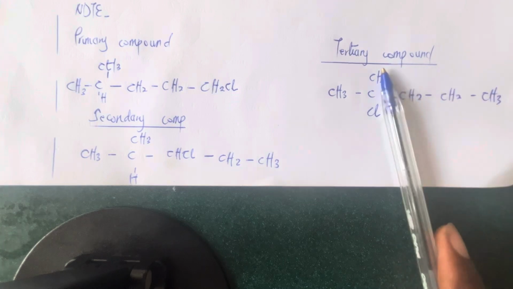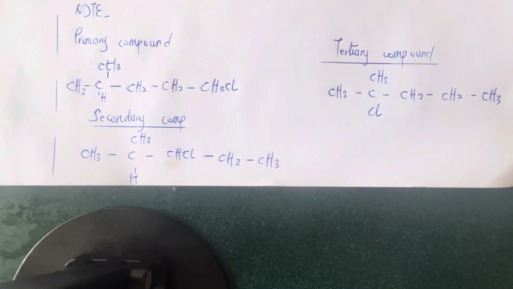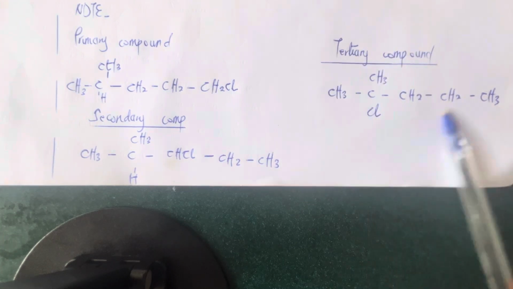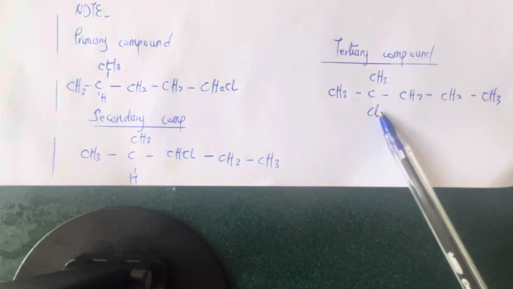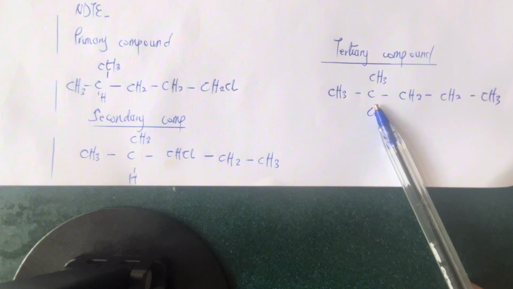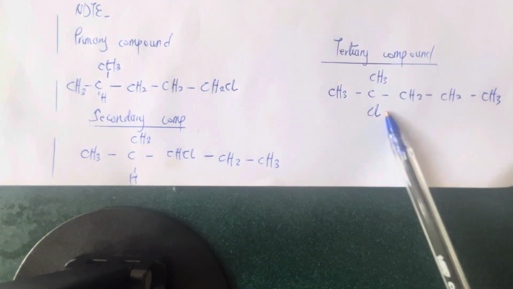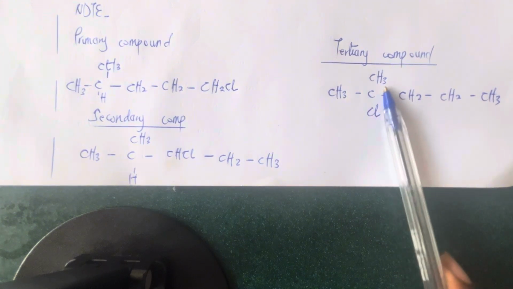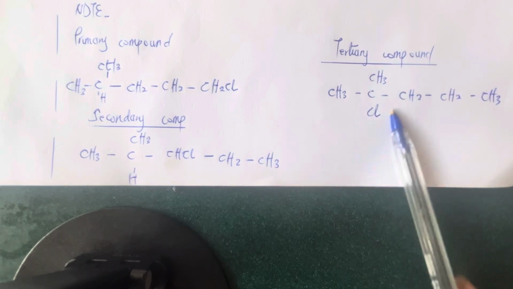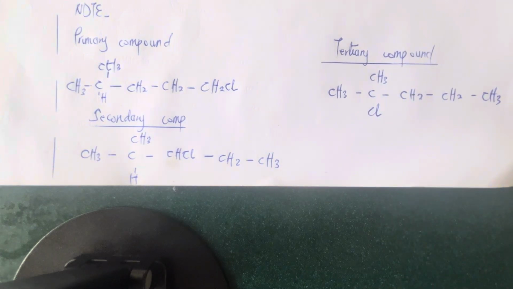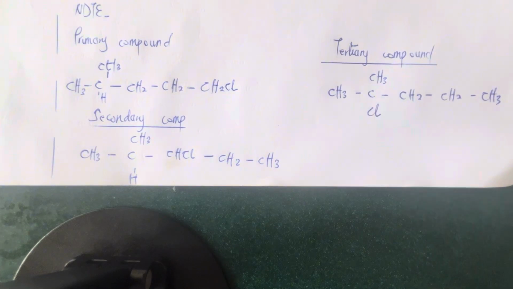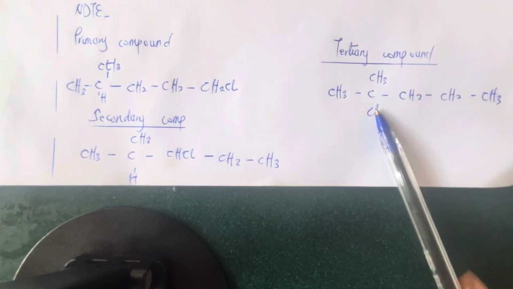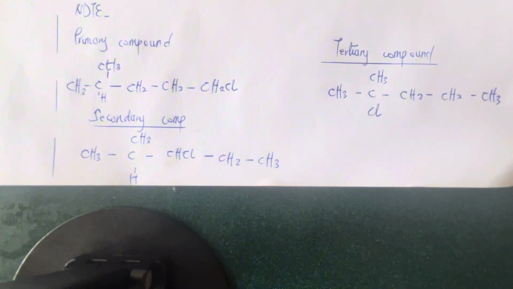But for the tertiary compound, it's only one thing that will be formed. For tertiary, in this example, you should keep in mind only one compound will be formed, because there is only one tertiary hydrogen that was there, entirely replaced by the chlorine. So for the tertiary compound, only one thing will be formed. And what do you think the name will be? The name will be what? 2-chloro-2-methylpentane. You see, 2-chloro-2-methylpentane.